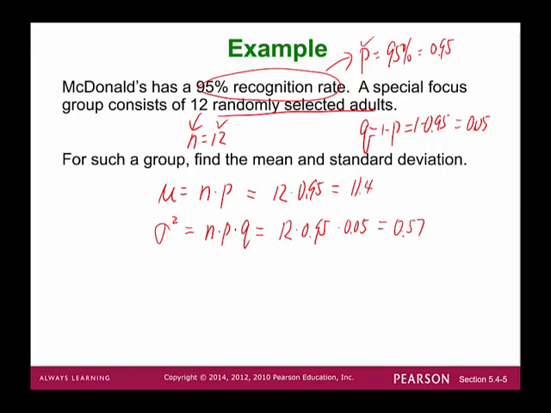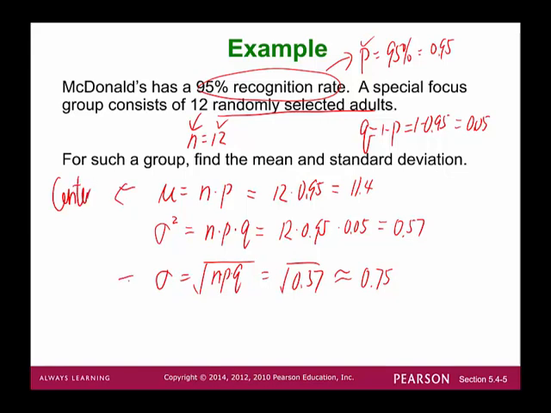Now if we know the variance, we know the standard deviation. Standard deviation is the square root of npq. So the square root of 0.57, and that's approximately 0.75. Okay, we round it to two decimal places. Now we know the mean measures center, and standard deviation measures the variation. So this one measures center, this one measures variation.